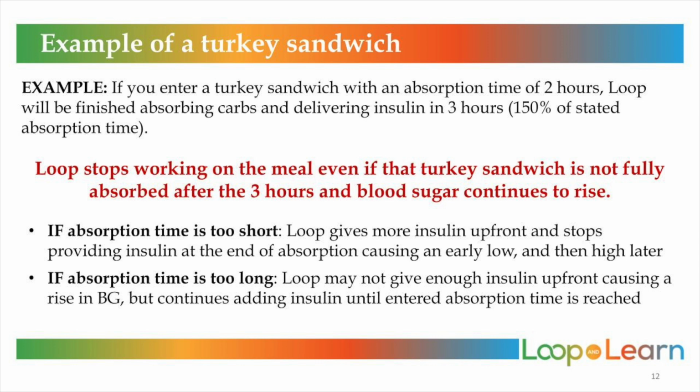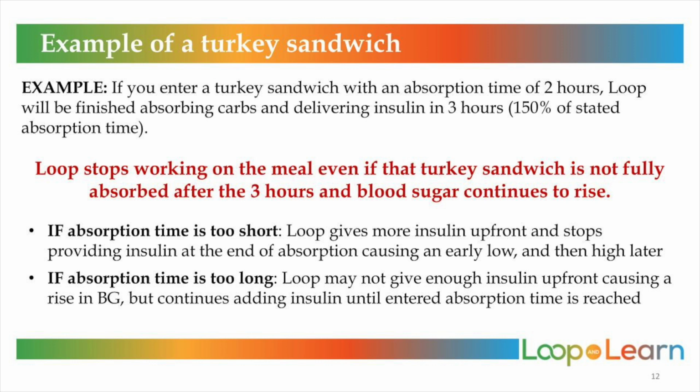Here, let's take a look at an example, a turkey sandwich. If you were to enter the sandwich with an absorption time of 2 hours, Loop will be finished absorbing this meal and delivering all insulin in 3 hours because of the 150% absorption time. What this means is that Loop stops working on the meal even if the turkey sandwich is not fully absorbed after 3 hours, aka your blood sugar is still continuing to rise.